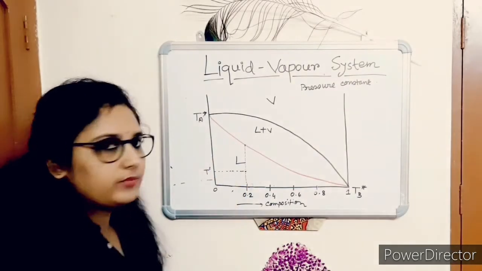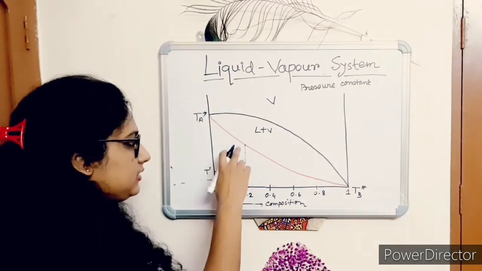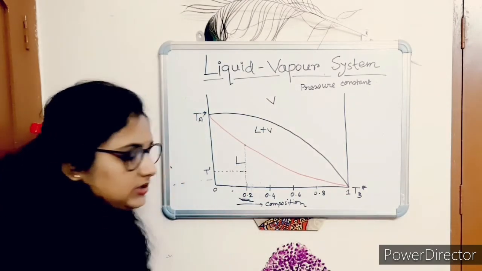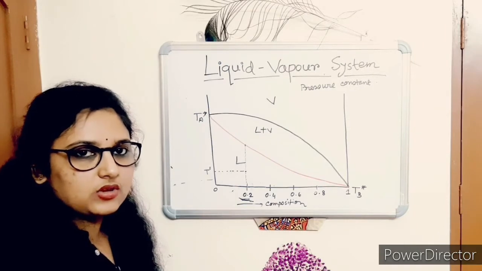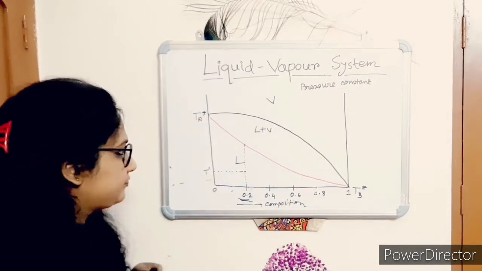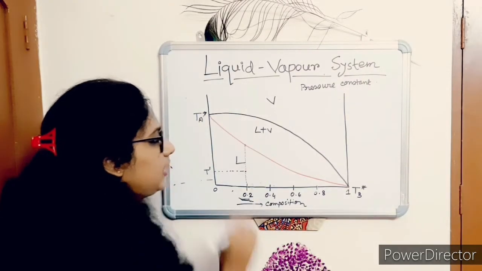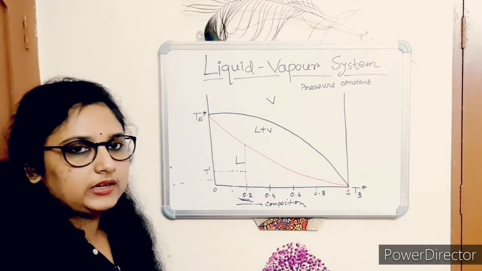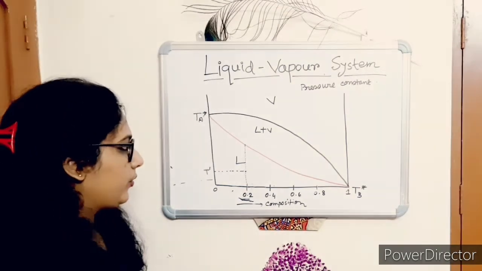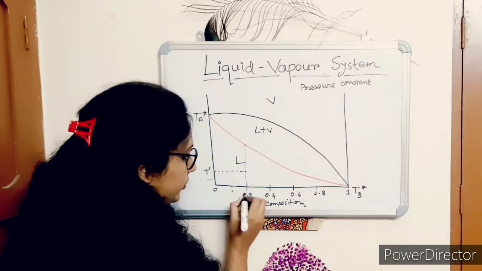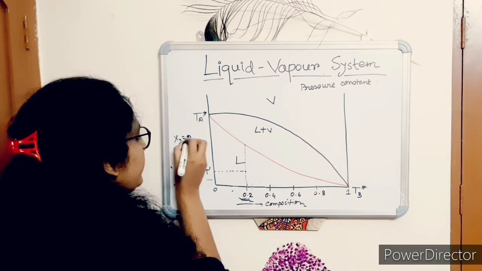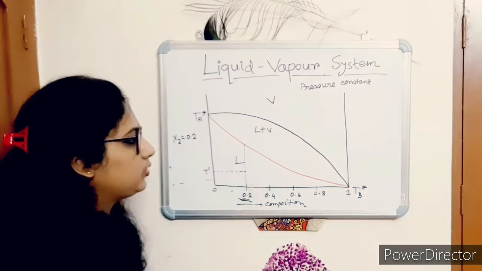So actually this is the boiling point. This will be the boiling point of this mixture, whose composition is a mole fraction of 0.2 of B in A. From this point the vapor will be formed, and you get liquid and vapor in the same system. Now this is the composition of B in the liquid state, that is X2 equal to 0.2 mole fraction.